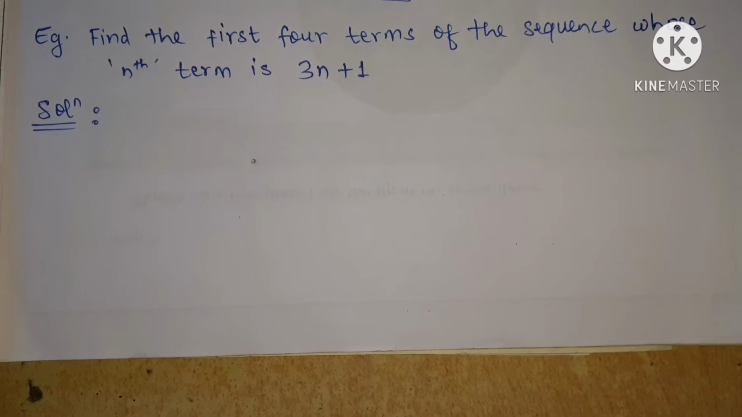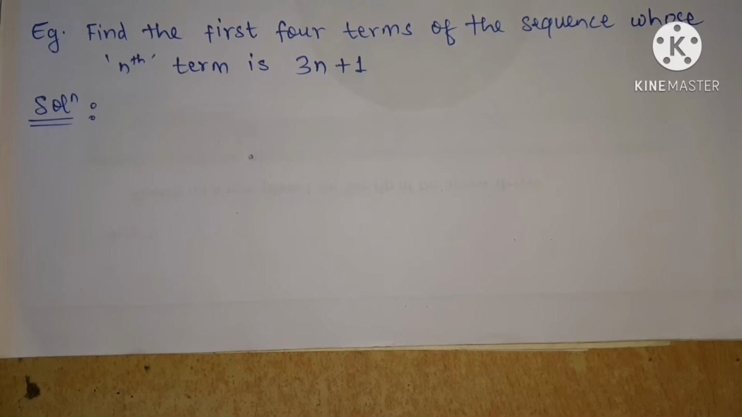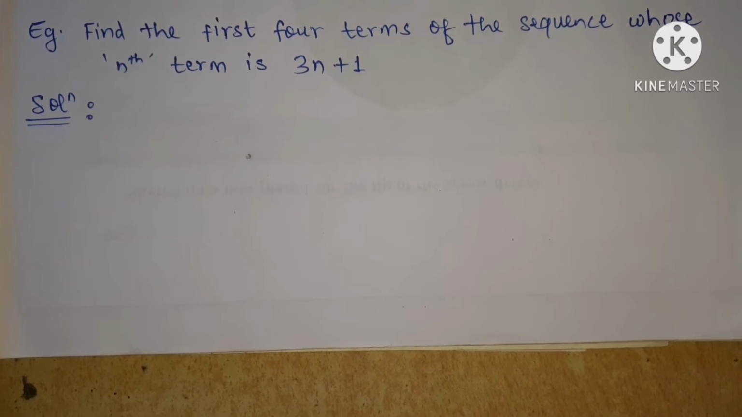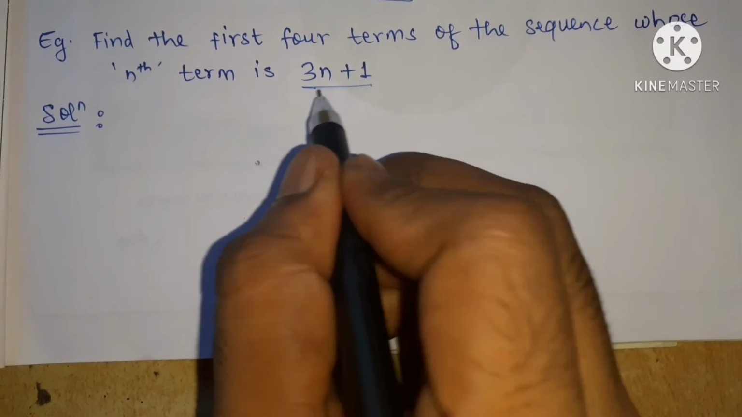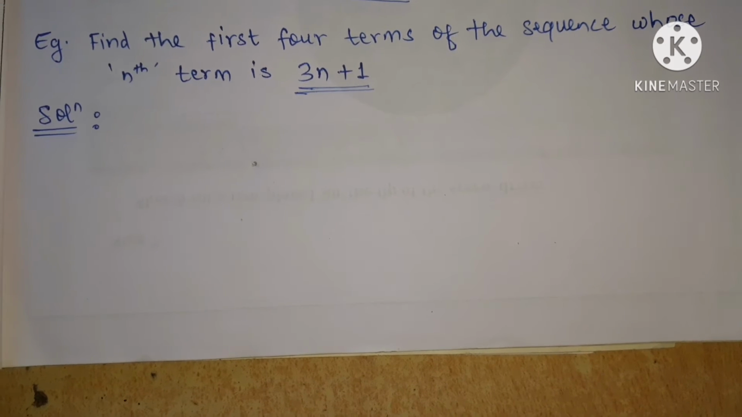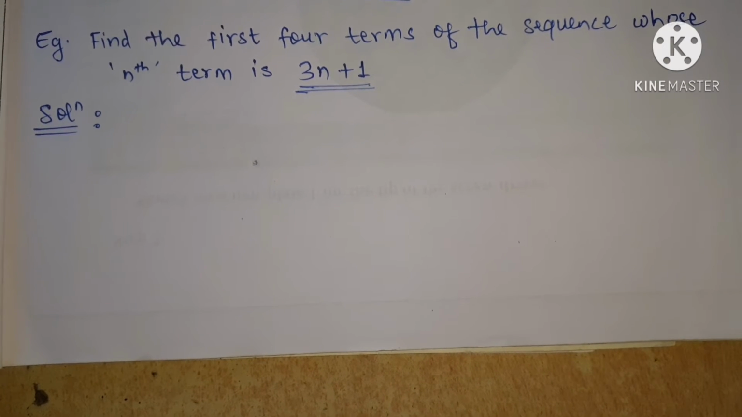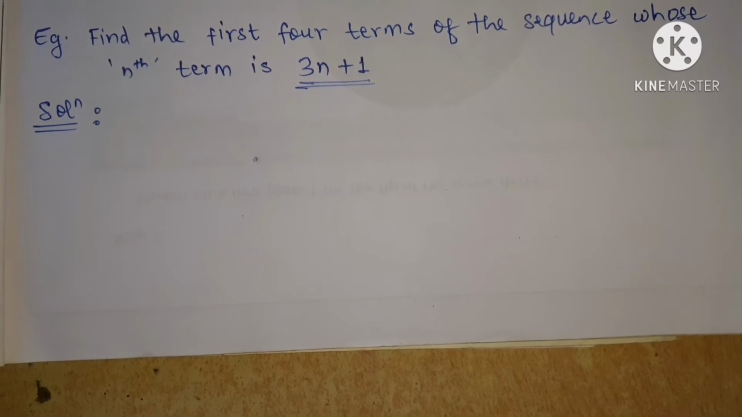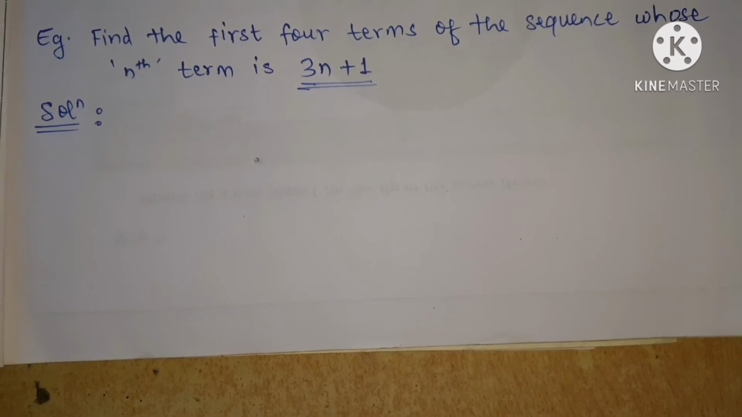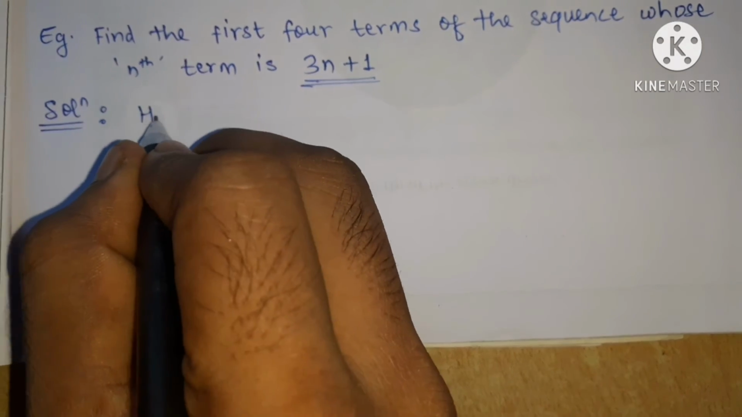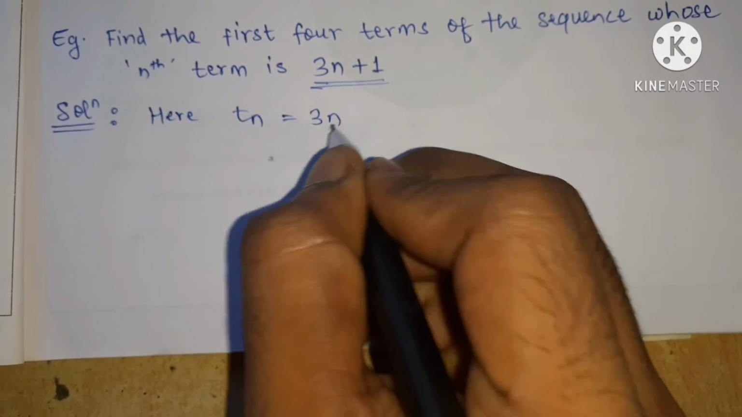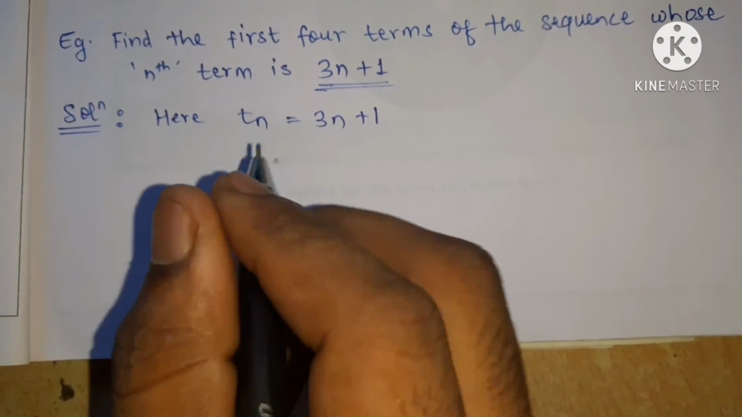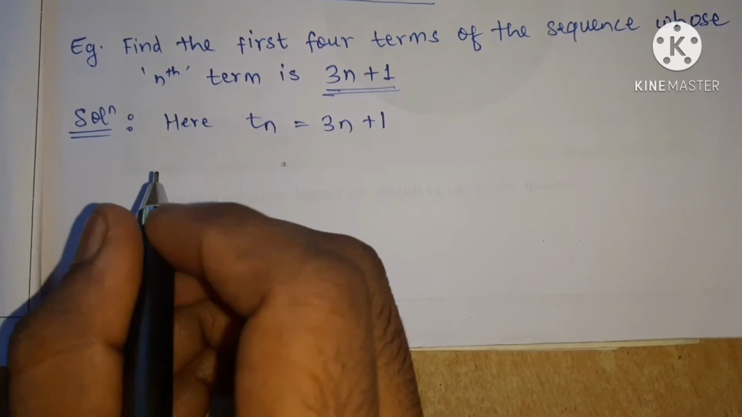Now we will learn how to find the terms if you are given an equation. Here we have given an equation. We have to just put the terms you want. Just like if you want to find the first number, then you have to put n is equal to 1. Like here, Tn is given, formula is given, means equation is given. You just have to find the first 4 terms to make the sequence.